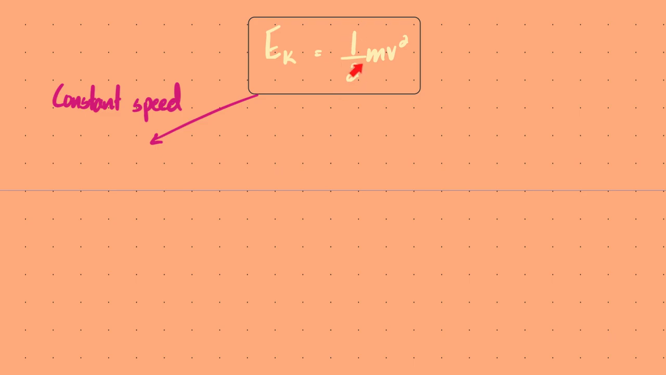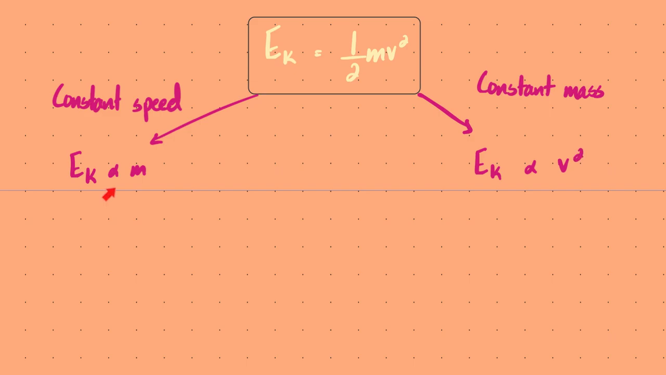So half is a constant, v square is also a constant. So in that case, kinetic energy is just proportional to m, just like how gravitational potential energy was also proportional to m. But what's special is this case for constant mass. Now if mass is a constant, so half is a constant, m is a constant, so all of this together is also a constant. And what I get here is that kinetic energy is proportional to the square of the speed.